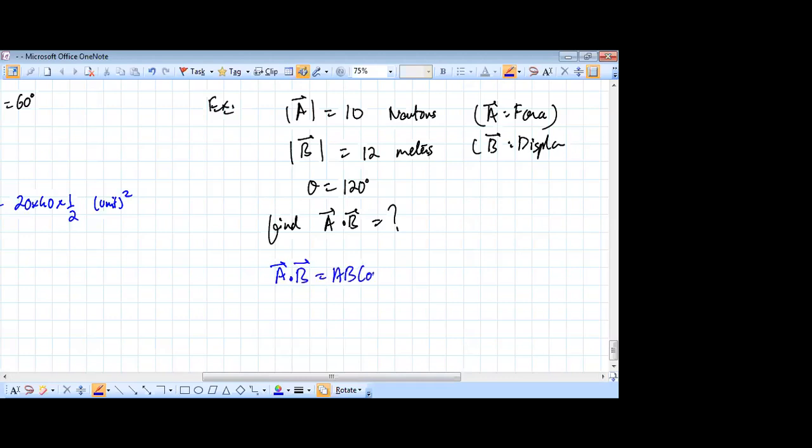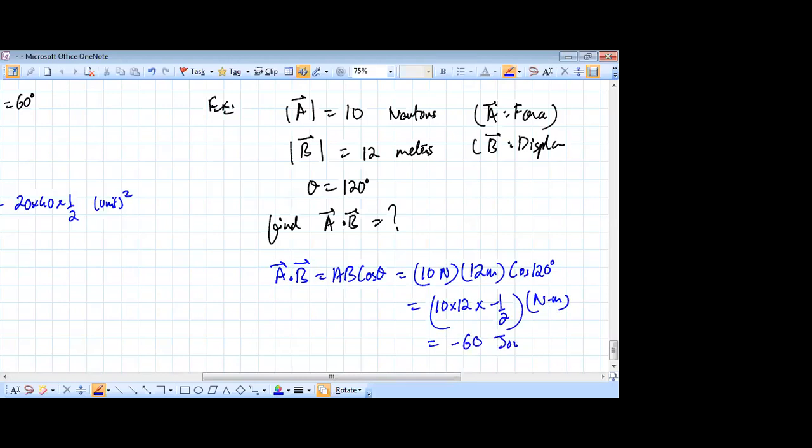So when I substitute, ये कितना हो जाएगा, this will become 10 newtons multiplied by 12 meters multiplied by cos of 120 degrees, जो कि कितना होता है, माइनस हाफ होता है. So ये 10 into 12 into minus half, और यूनिट क्या हो जाएगा, न्यूटन मीटर, जो कि आपको पता है जूल का यूनिट होता है, वर्क डन का यूनिट होता है. तो ये कितना हो जाएगा, माइनस 60 जूल्स हो जाएगा. इंटरेस्टिंगली ये जो आंसर आएगा मेरे पास, क्योंकि मैं फोर्स और डिस्प्लेसमेंट का स्केलर प्रोडक्ट ले रहा हूँ, तो वो एक्चुअली मुझे वर्क डन या एनर्जी का यूनिट देगा.